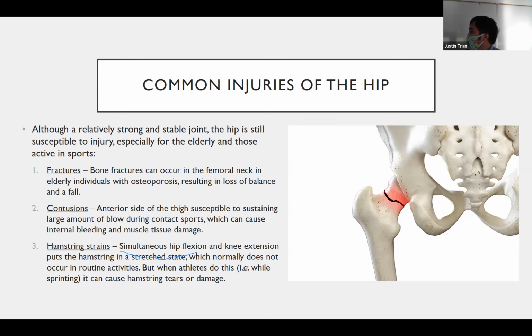The hamstring usually doesn't like to be like that, because if you think about your normal everyday walking, that doesn't happen all too much, where you have both your hip flexed and your knee extended. So if you ever find yourself in a situation like that, you're in danger of pulling your hamstring. Most of the time this happens during athletic activities, because during routine walking you don't do both at the same time. Just be aware that it is a concern unless you are pretty flexible. Okay, so those are common injuries at the hip.